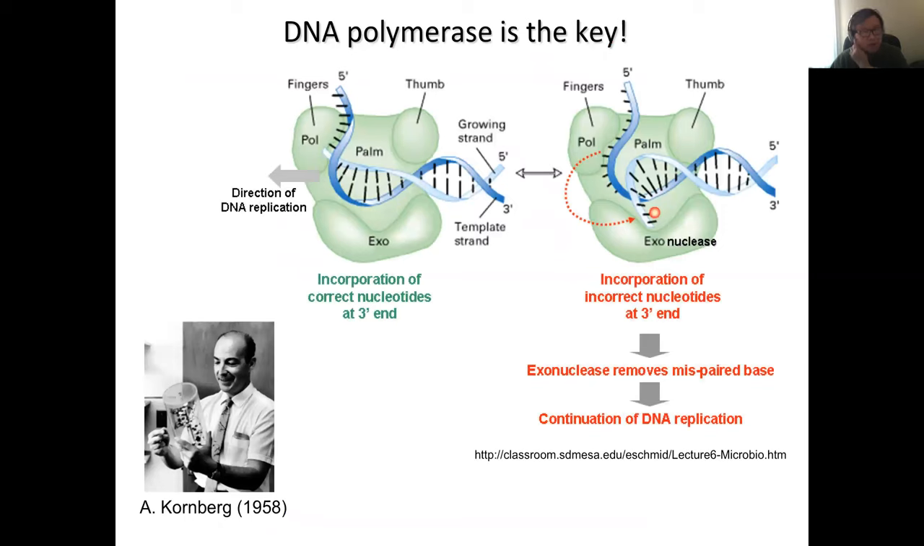And the key in this DNA sequencing technology is the DNA polymerase. Okay. Because DNA polymerase can catalyze the chemical reaction that attaches a new nucleotide. And then furthermore, DNA polymerase has the exonuclease activity that will cleave off any base that's incorrect. So this is a proofreading mechanism that allows the DNA replication to have high fidelity.